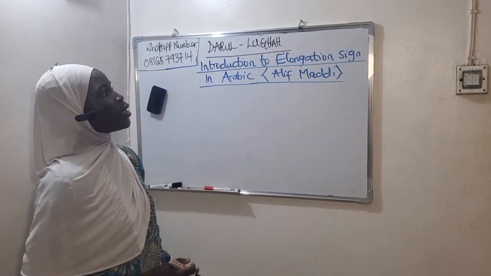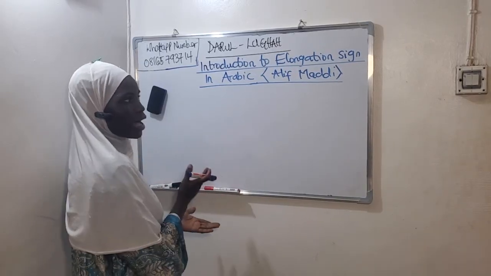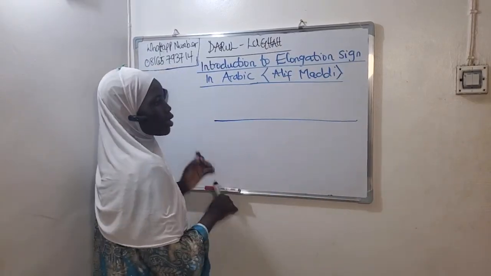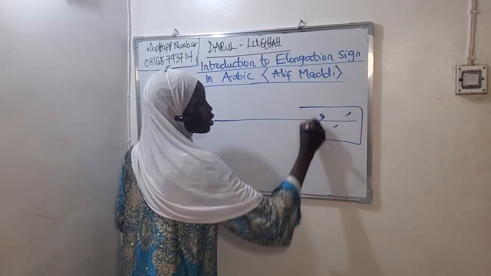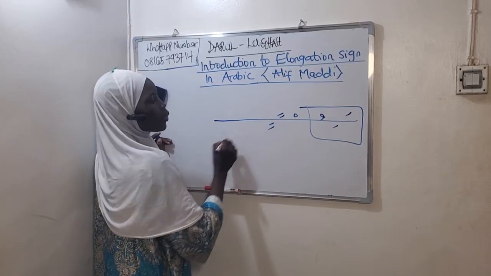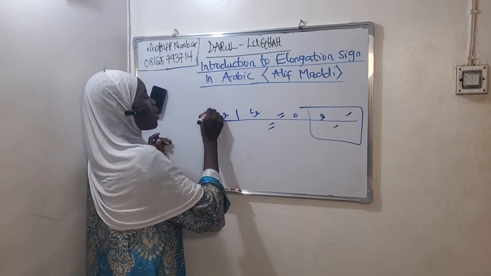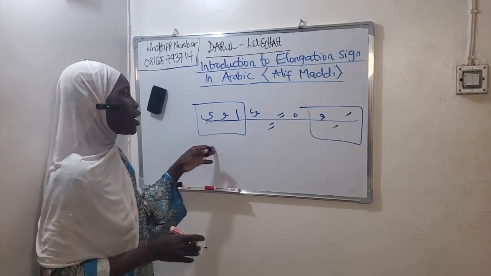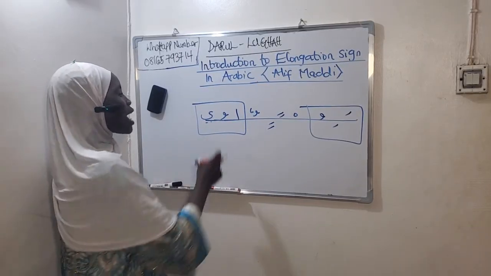Today we'll be discussing the introduction to elongation signs in Arabic. Alif Maddi, to be precise. In our previous class, we discussed the different types of harakas that we have: Fatia, Kesro, and Doma, but we are done with these three. Now we have Sukun, Fatihatain, Kesrotain, Domatain, Alif Maddi, Wa Maddi, and Ya Maddi. These are the basic three elongation signs. But today we'll be discussing Alif Maddi.